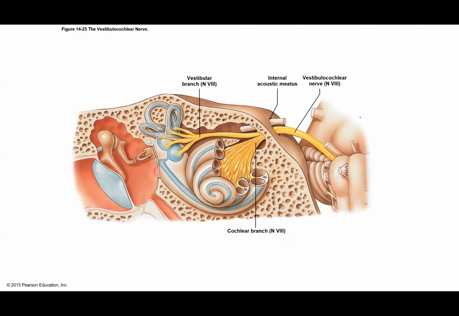Okay, and then looking at the vestibular cochlear nerve, which is really two nerves that join together, the cochlear nerve and the vestibular nerve join together to form the vestibular cochlear nerve, and it exits through the internal acoustic meatus and then to the brain.